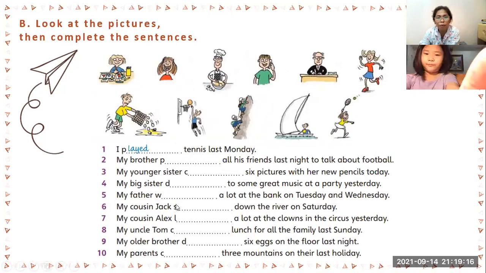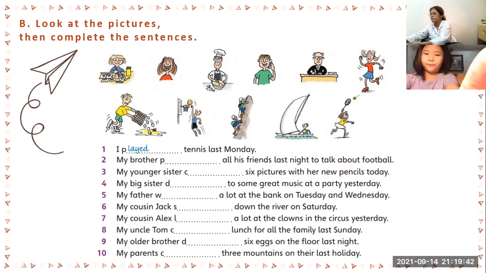Okay, now Mary, you look at the pictures. Example number 1. I played tennis last Monday. Okay, this one. Where is this one? Tennis. What is the answer for number 2? There is already the first letter. Go, Mary. You can do it.